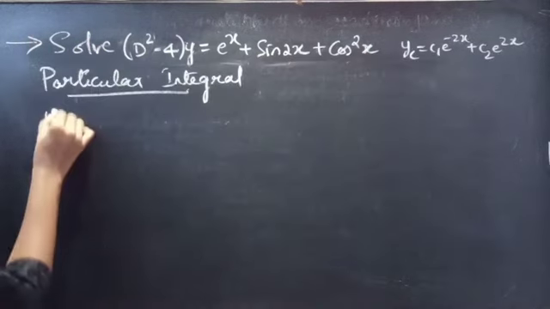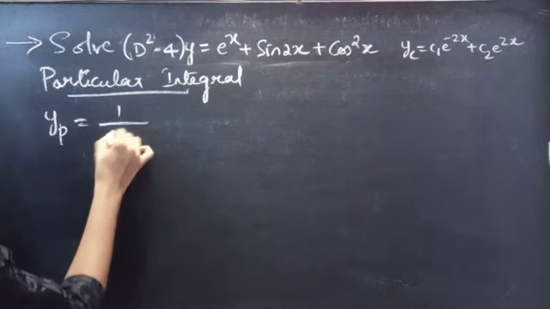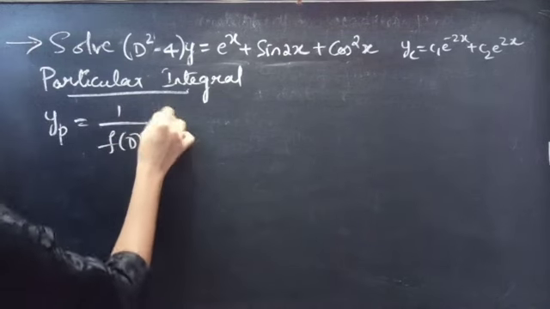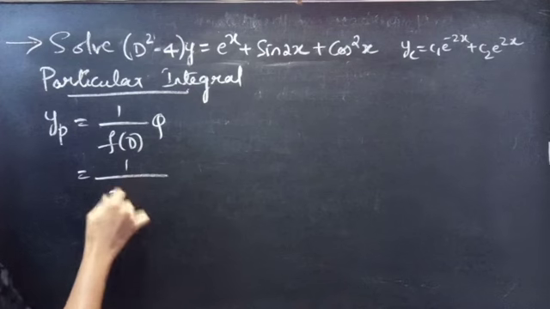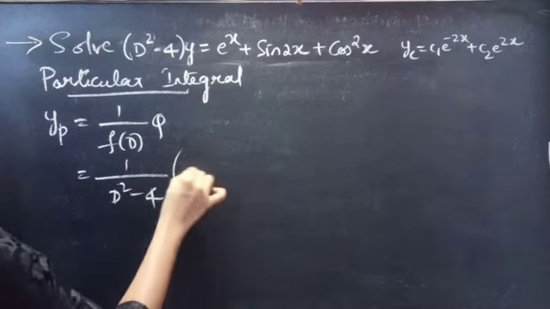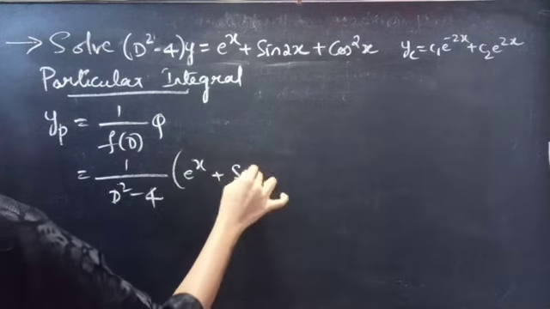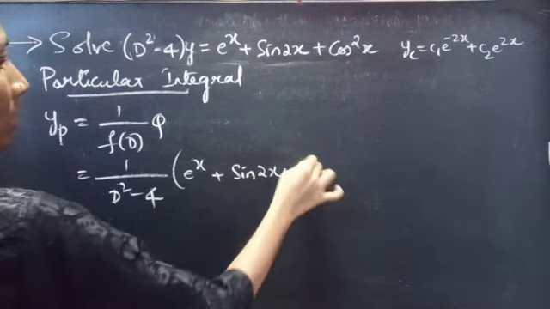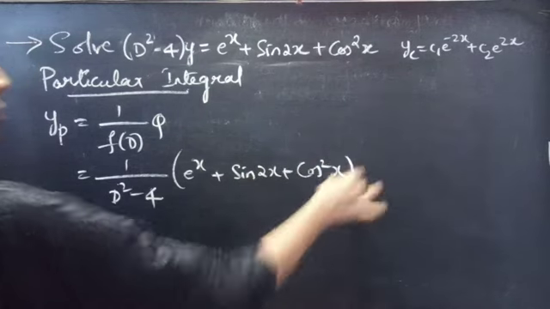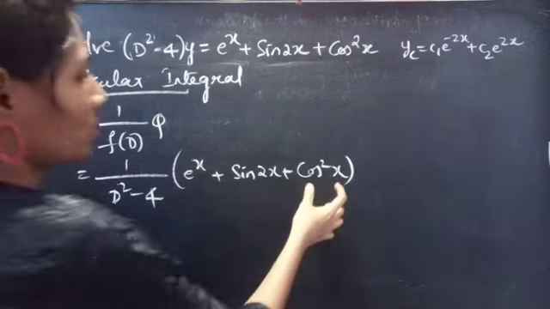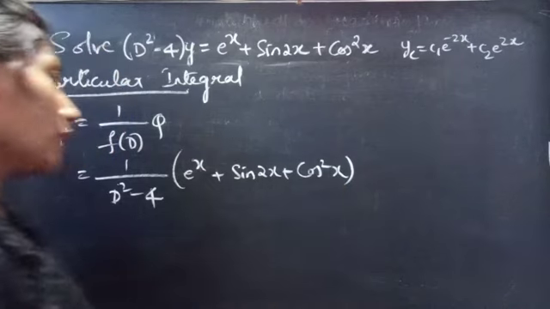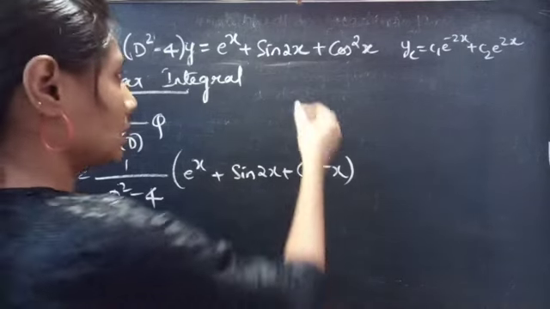We can find the particular integral using yp equals 1 by f of D into Q. We have f of D as D square minus 4 and Q as e power x plus sin 2x plus cos square x, right? Now we need to replace cos square x by some trigonometric identity.